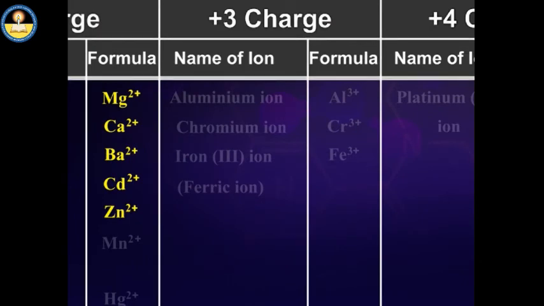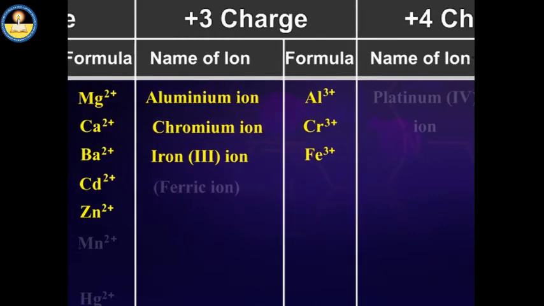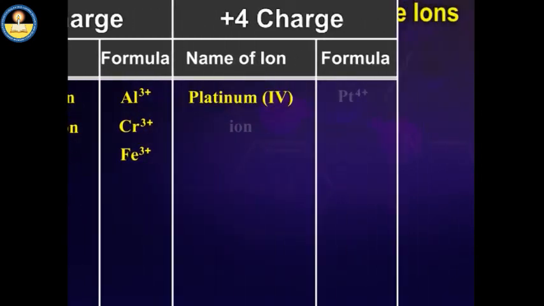Similarly, +3 charge is shown by aluminium ion, the formulae of which is Al3+. Chromium ion having formula Cr3+. Iron 3 ion known as ferric ion having formula Fe3+. +4 charge is shown by platinum ion, written as Pt4+.